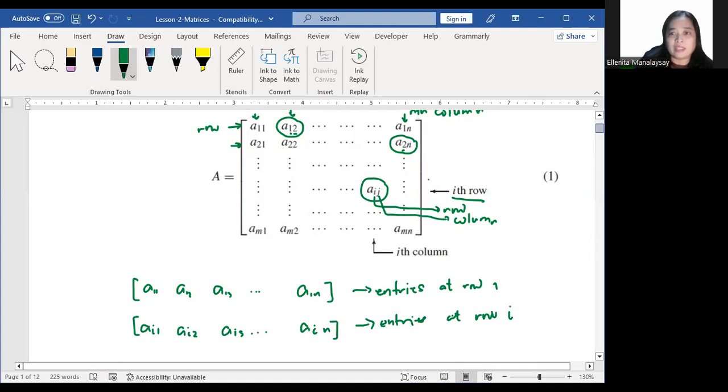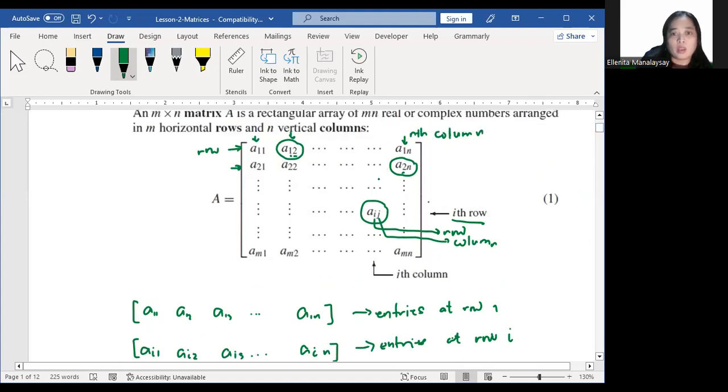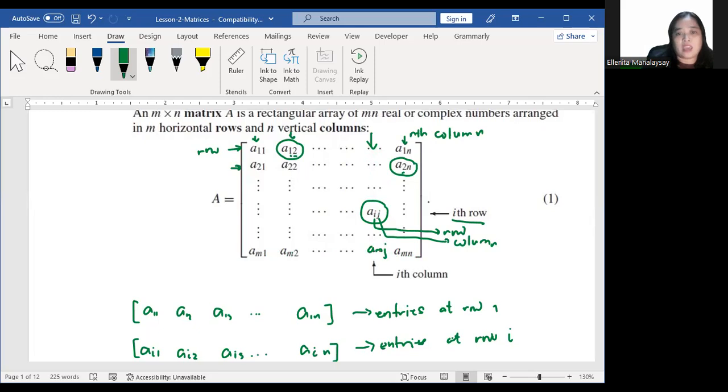And then when we look at the entries at the jth column, these are the entries. On the first row, this is A1J. At the second row, A2J, A3J, up until AMJ. So in the jth column, the last entry is AMJ, because this is located at the mth row and the jth column.